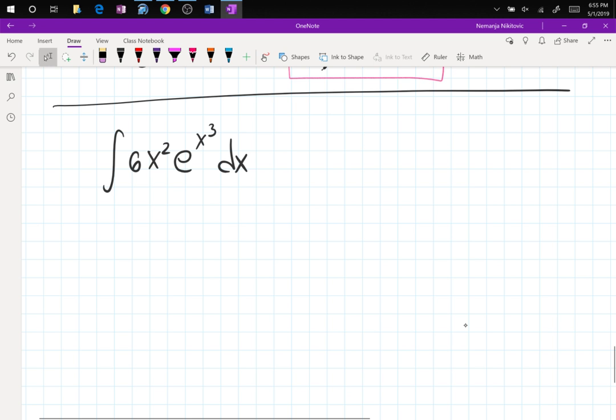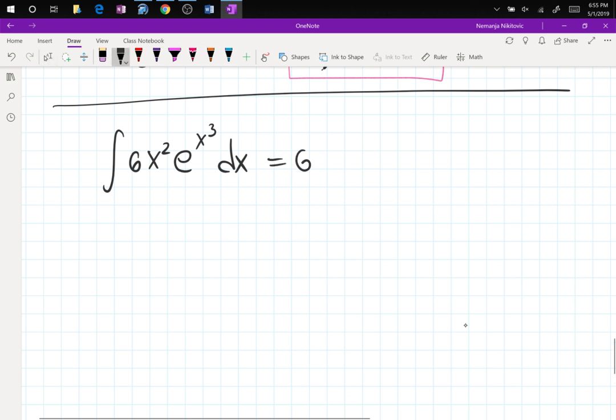So we're about halfway through the lecture, which is good. 2/3. These are all plus C, right? We have definite integrals as well, right? Exactly.